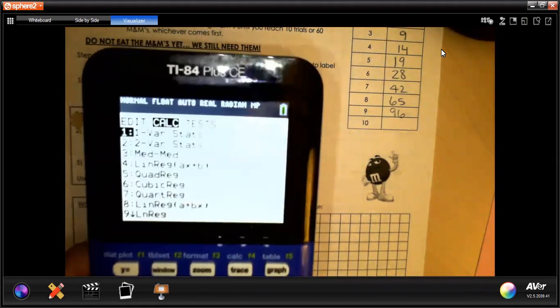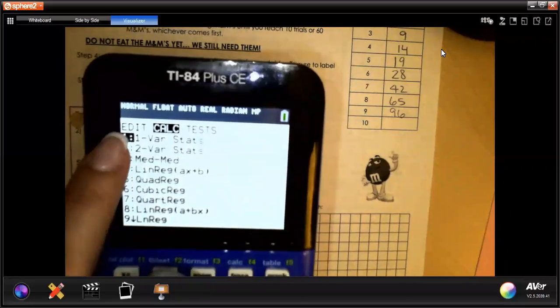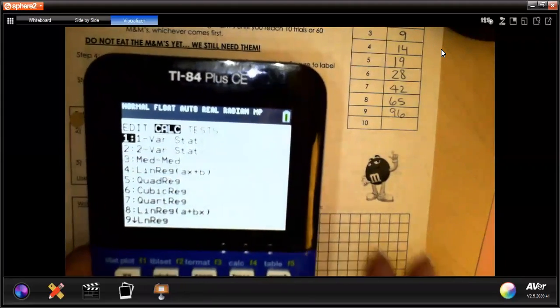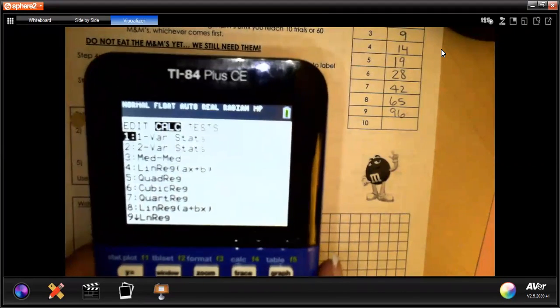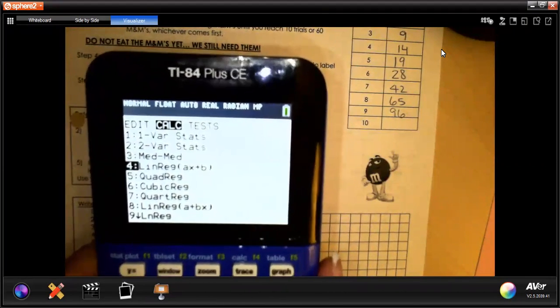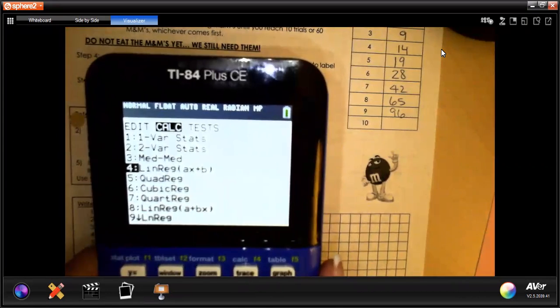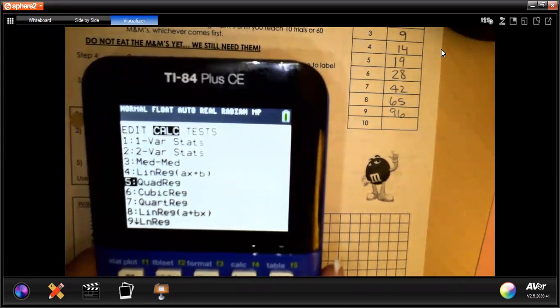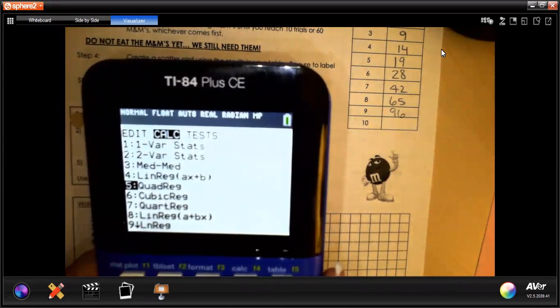We're going to move over to calculate. So we moved that from edit to calculate this time. And this is where we're going to tell it what kind of equation. We said it doesn't look like a line because it doesn't have that constant rate of change, which lines have. It doesn't look like a quadratic because it does not have a left-hand side to this.